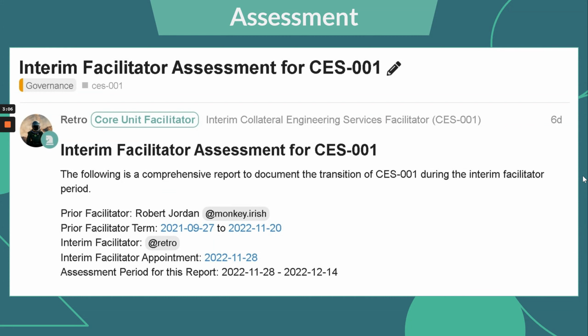And finally, we have an assessment. This report documents the transition of the Collateral Engineering Services Core Unit during the interim facilitator period. The interim facilitator, Retro, conducted interviews with several of the team's contributors, aimed at gathering information on how best to get the core unit fully up and running once again. The topics in this report include Collateral Engineering Services work impact, Collateral Engineering Services role in the endgame phase, a comprehensive budget audit, and some notes and recommendations from Retro himself regarding the facilitator role.